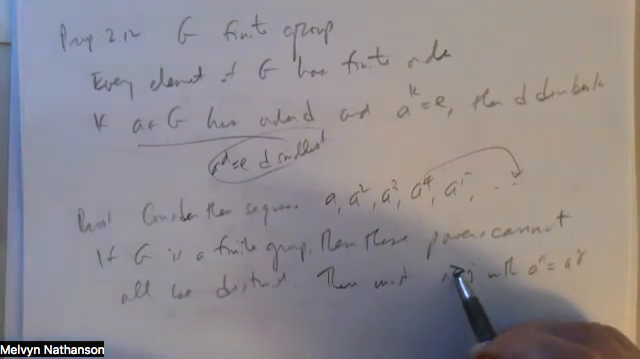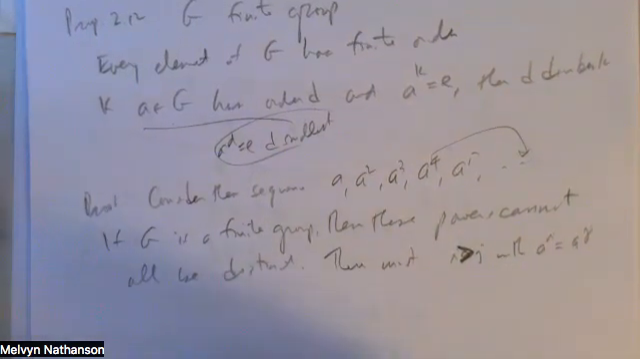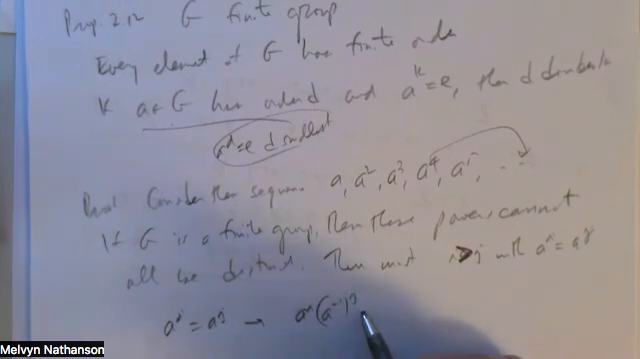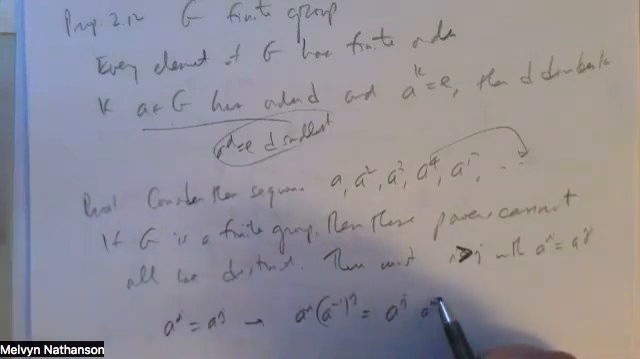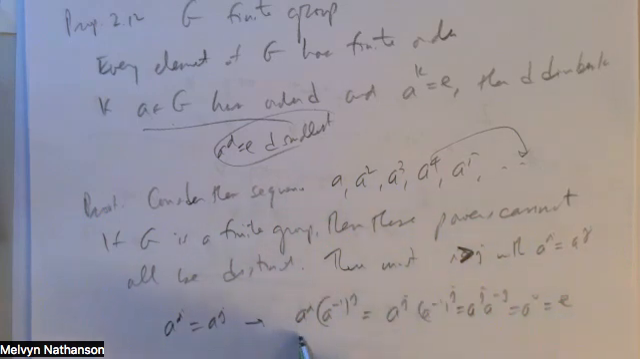Let's say i is greater than j, to follow the notation of the text. So we have A to the i equal to A to the j. A has an inverse, so multiply both sides by A inverse to the j. So A to the i times A inverse to the j is A to the j times A inverse to the j, which is A to the j times A to the minus j, which is A to the 0. That's the identity. And this is A to the i minus j.